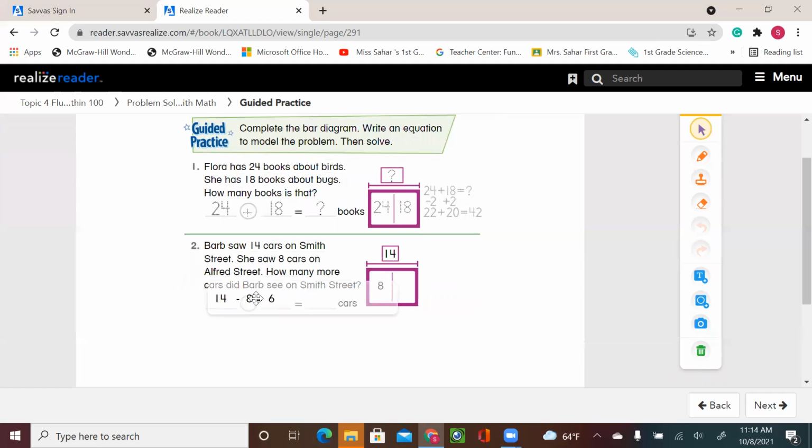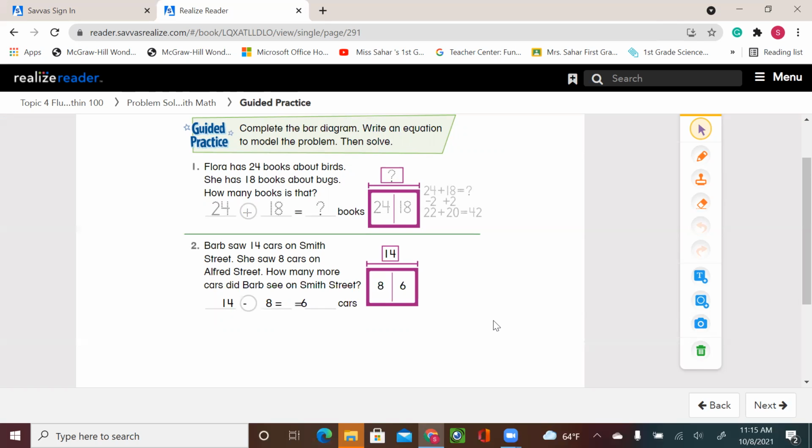I can move this down. Okay. So 14 take away 8 equals 6. So there are 6 more cars that she saw on Smith Street than Alfred Street, and I can write six. So that's the second part in my bar diagram. So this helped me to find out what I have and what I am looking for.